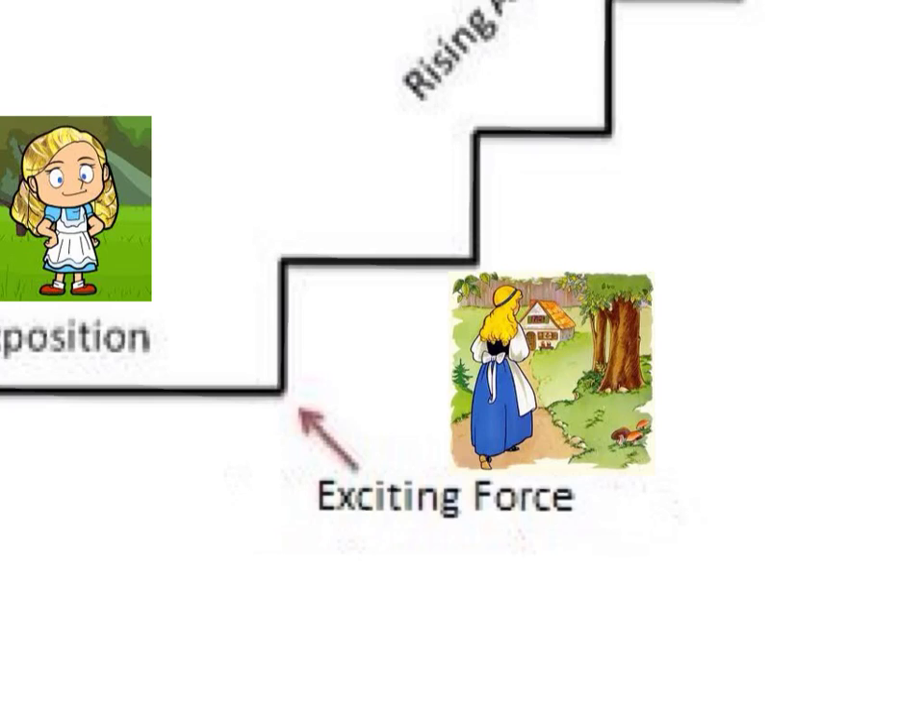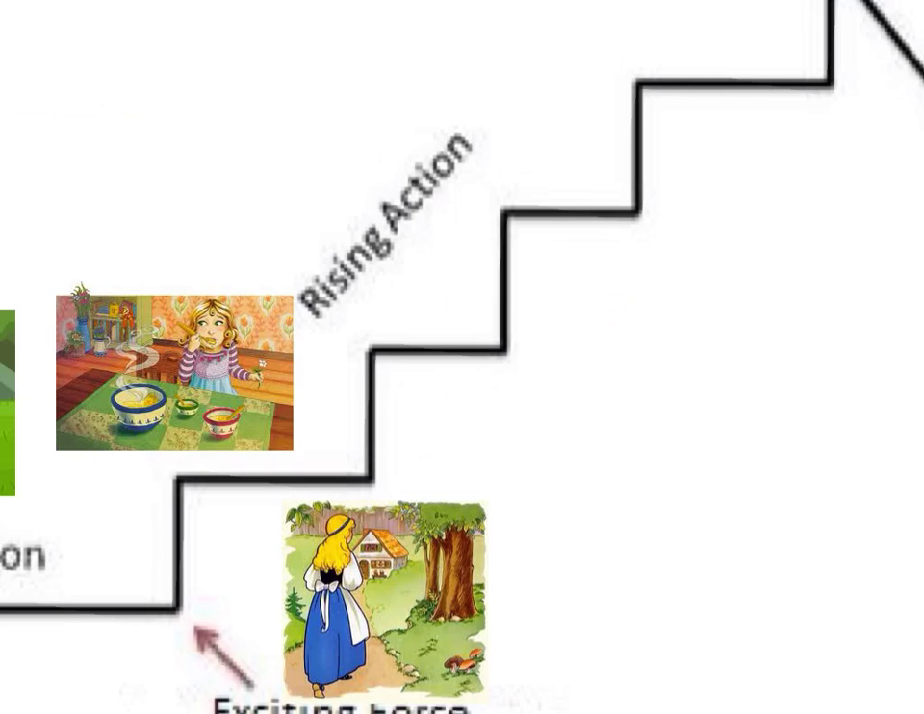At the table in the kitchen, there were 3 bowls of porridge. Goldilocks was hungry. She tasted the porridge from the first bowl. "This porridge is too hot," she exclaimed. So she tasted the porridge from the second bowl. "This porridge is too cold," she said. So she tasted the last bowl of porridge. "This porridge is just right," she said happily, and she ate it all up.